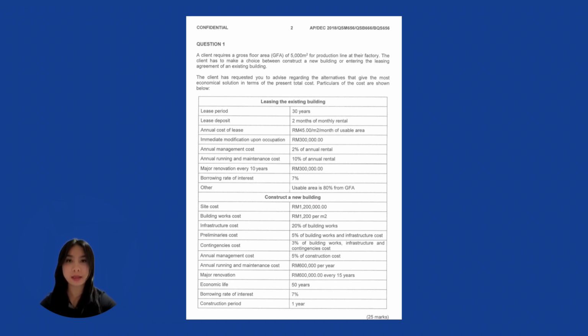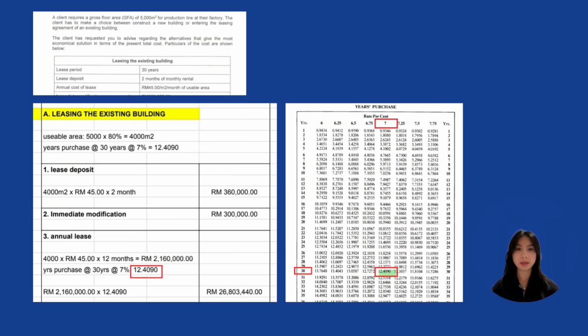My task is to determine which option is more economical by comparing the present total cost using a 7% borrowing rate of interest. To make the comparison fair, every future cost will be converted into its present value before both alternatives are compared. This slide shows the calculation for the leasing option.